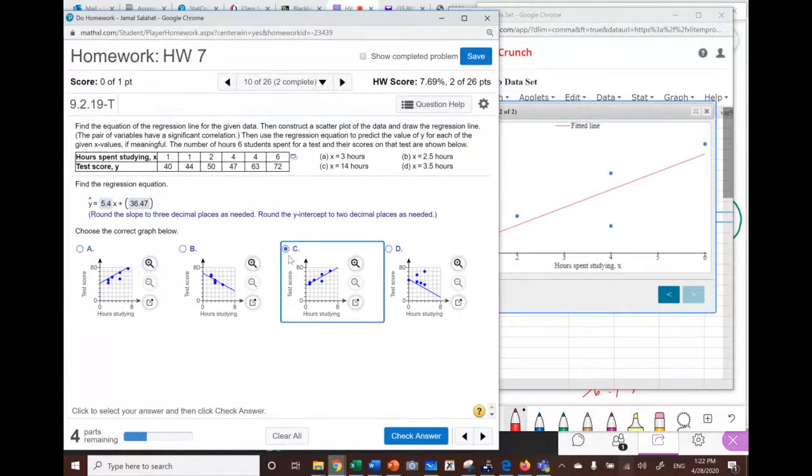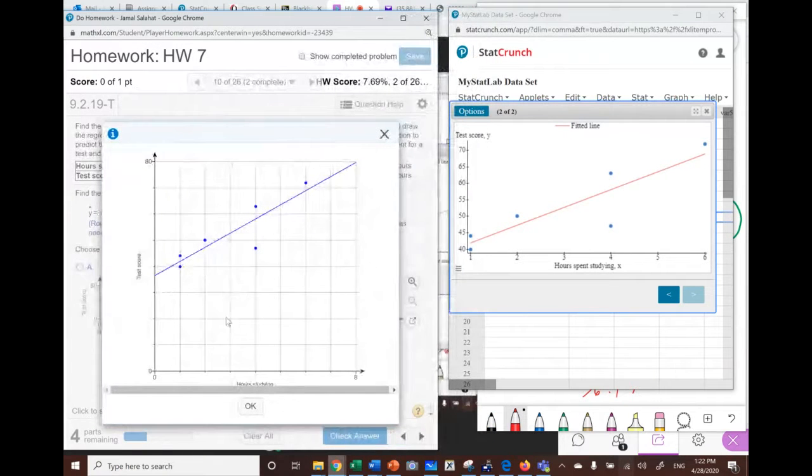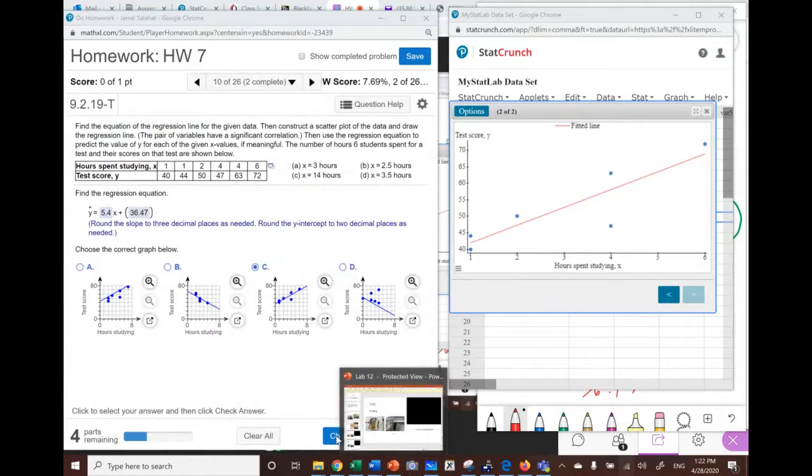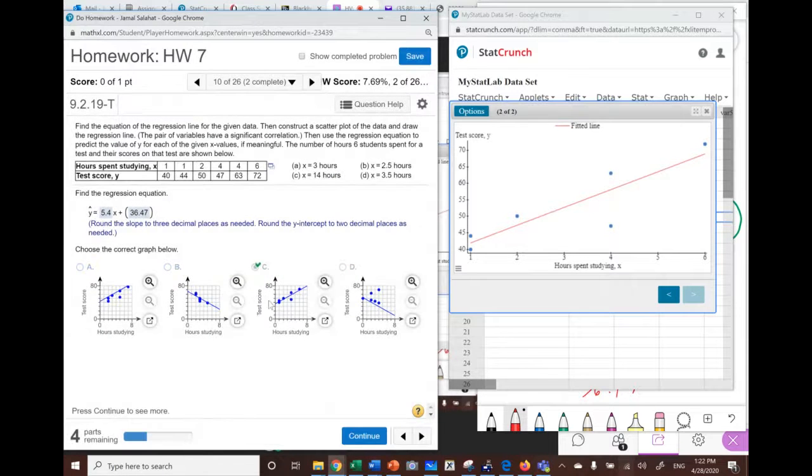Now let's look at graph C. When you look at graph C, notice that it is a good match, because graph C has the two dots, one under, one above, and then above, under, above, and above. So this is the correct graph, C. When we check the answer, it's going to give us the correct answer.